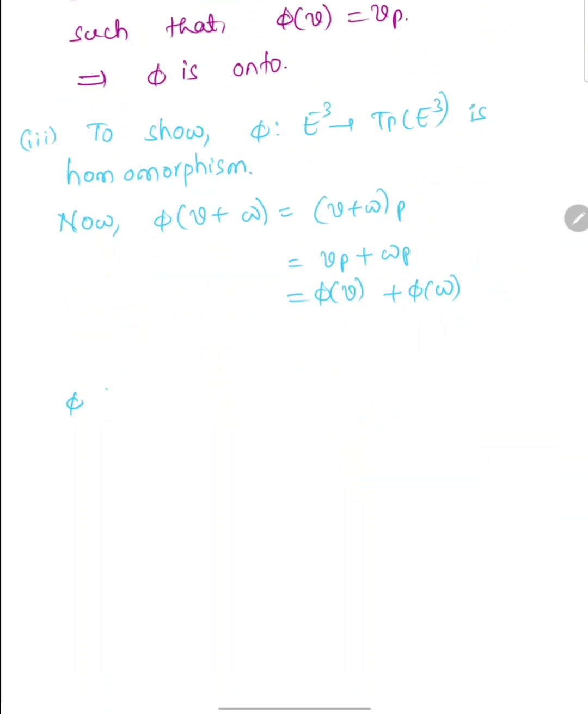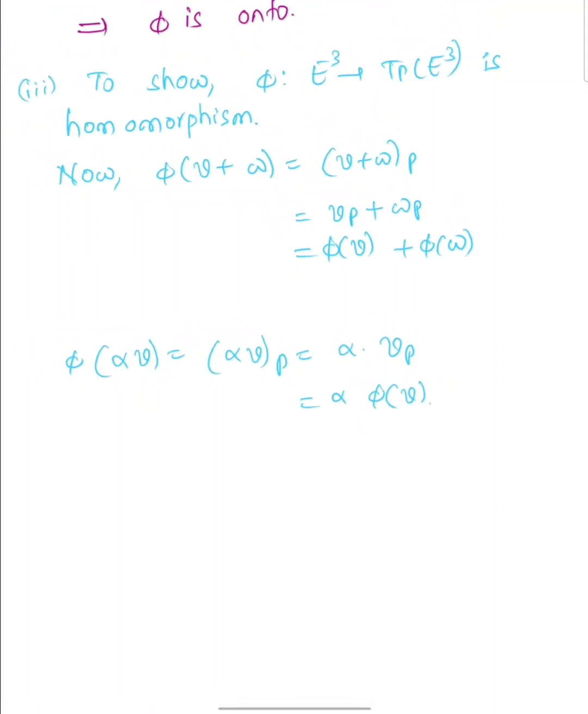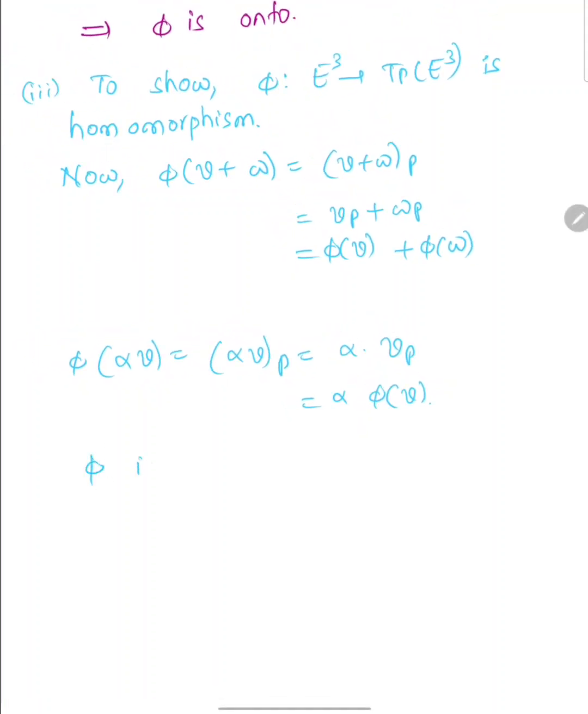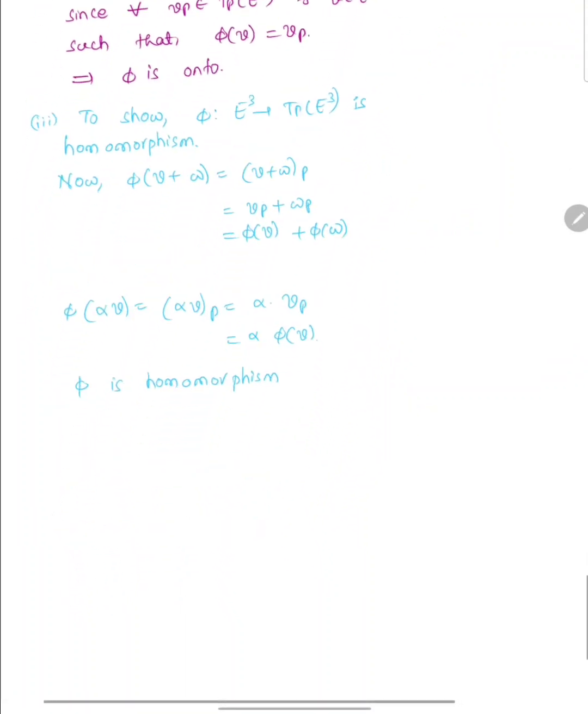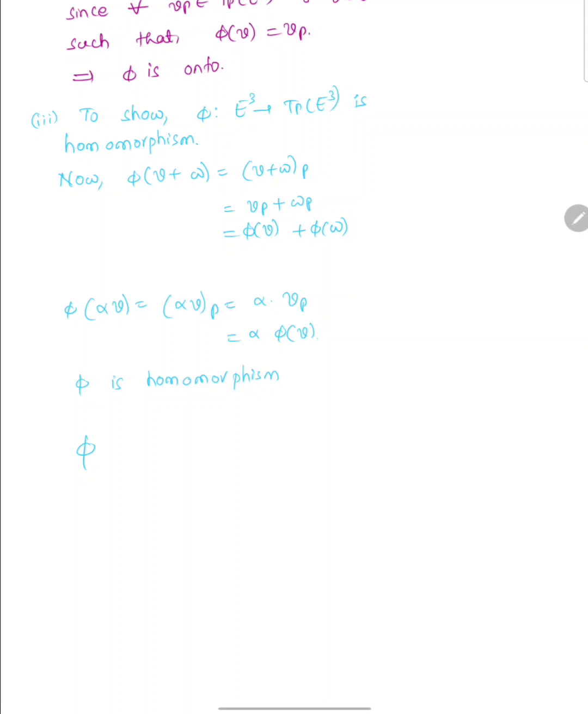Similarly consider pi of alpha V. This is equal to alpha V at p. Since alpha is a scalar, we can take it out. So this is alpha times Vp, which is equal to alpha into pi of V. So both vector addition and scalar multiplication follow the properties of homomorphism. Hence pi is a homomorphism. Therefore from the results 1, 2 and 3, pi is an isomorphism.